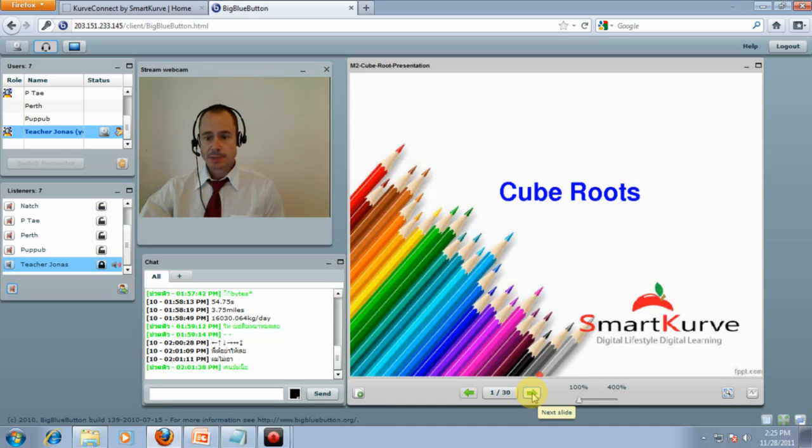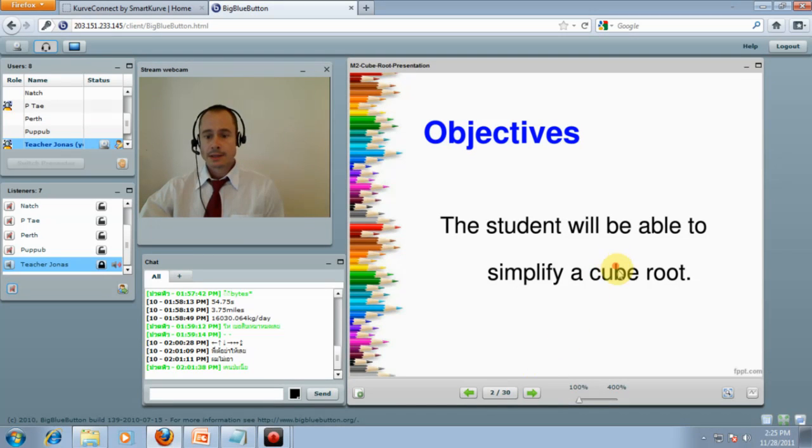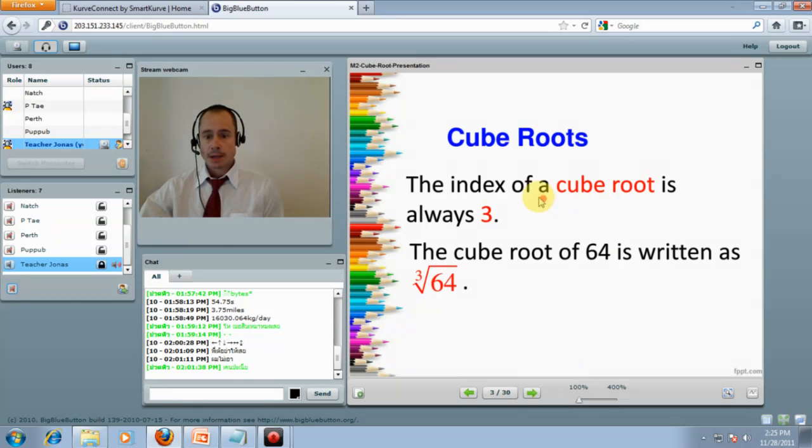Today's lesson is about cube roots, and you will learn how to simplify a cube root. We start with the index of a cube root, which is always 3. The cube root of 64 is written like this, and soon I will show you what everything is called.